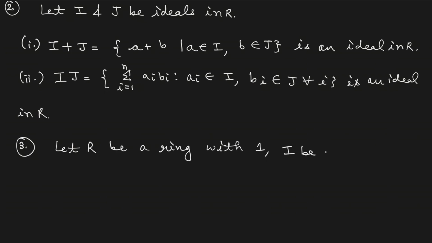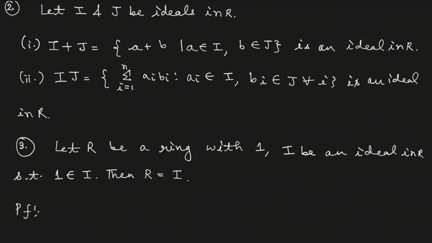Let I be an ideal in R such that 1 belongs to I. Then R is equal to I. Proof: let r belong to R be an arbitrary element from the ring R.